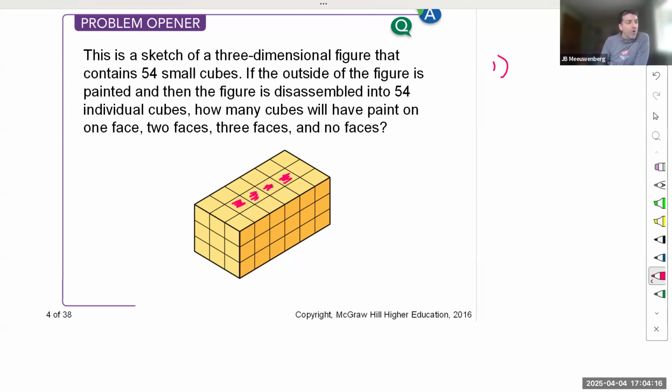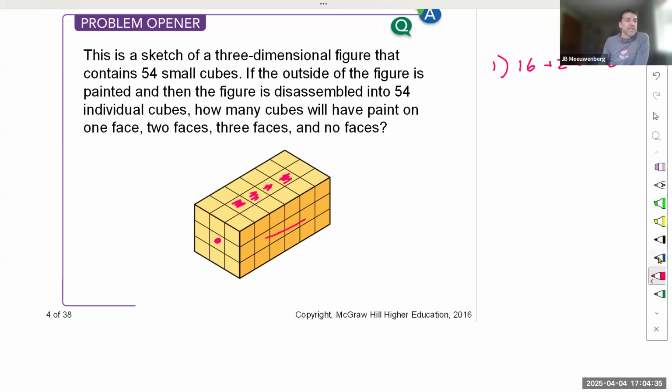Now, those 4 are repeated here, they're repeated here, they're repeated on this back and on the bottom. So that's 16 so far. I also have 1 on this end and 1 on the other end. So that's 2 more. And so that's a total of 18.